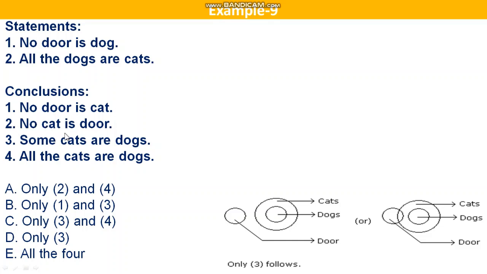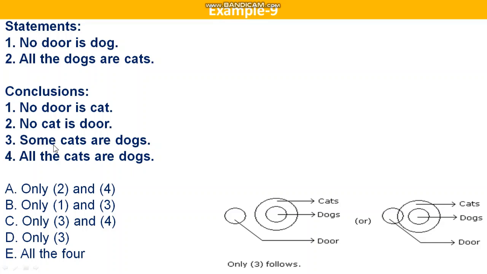Number 2, no cat is a door. Again, as per the first Venn diagram, no cat is a door, but as per the second Venn diagram, some cats are doors. So in one case it is not satisfying, in the other case it is satisfying. So we will not consider this statement as true either. It will only be true if both Venn diagrams are satisfied.